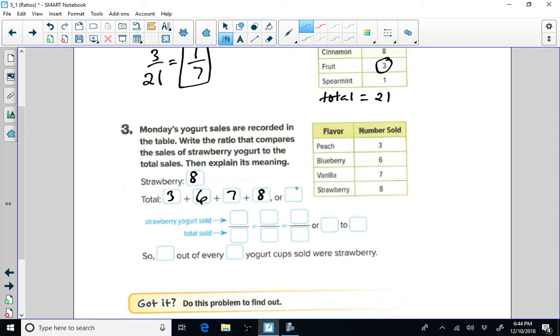15, 21, 24 is the total. So the ratio of strawberry to total would be 8 to 24. I could divide each of those by 8. So 8 over 8 would simplify to 1 to 3. So 1 out of every 3 yogurt cups sold would be strawberry.